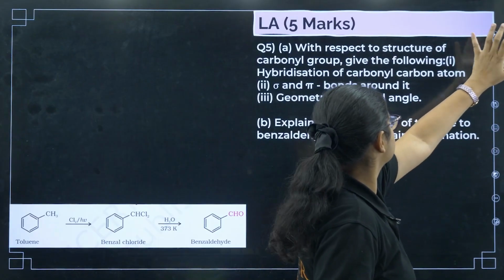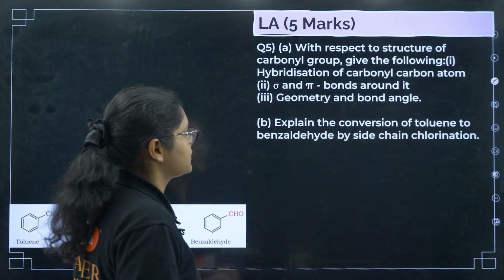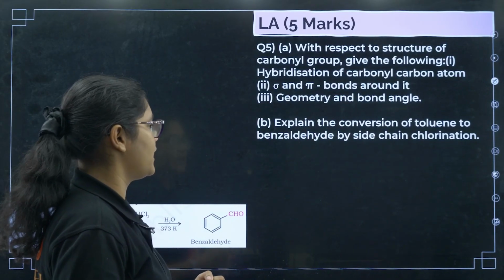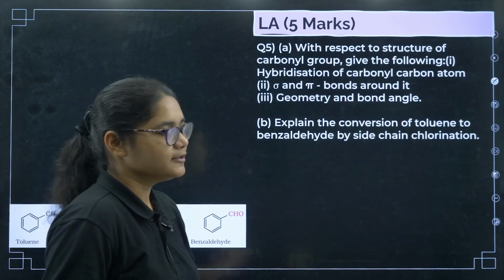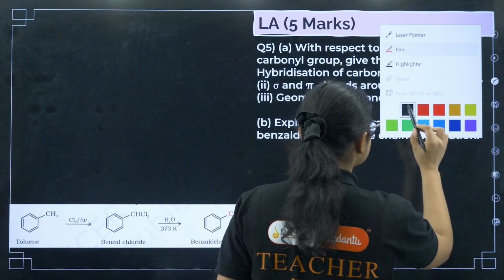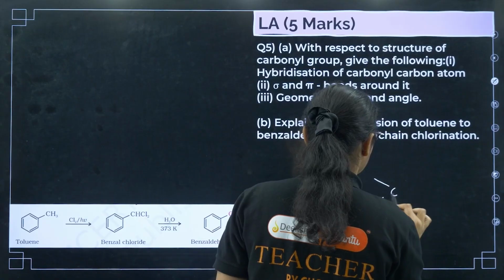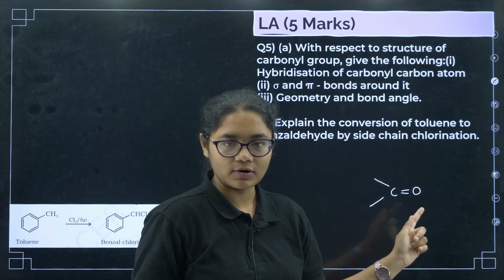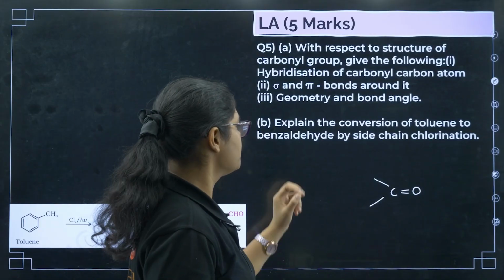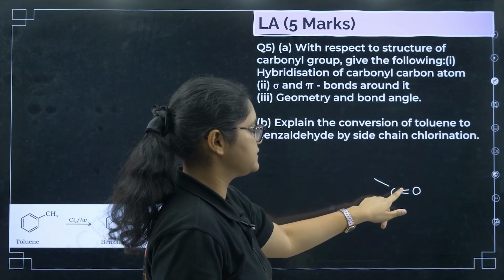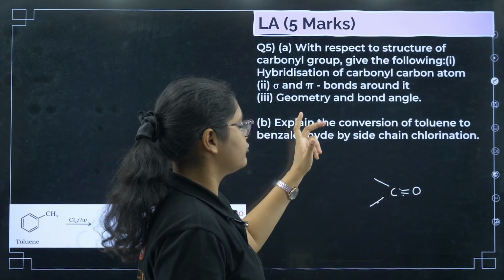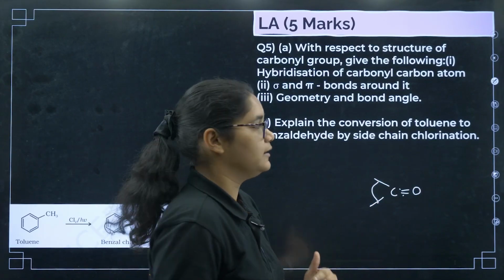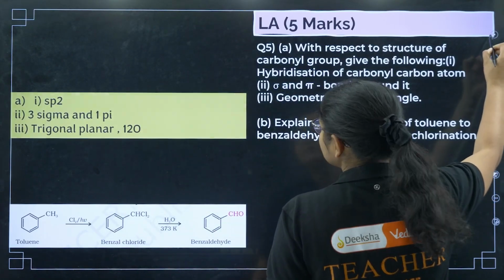Next, we'll move to question number 5. With respect to the structure of the carbonyl group, give the following information: hybridization, sigma and pi bonds, geometry and bond angle. If you see, C double bond O is like this. What will be the hybridization? We have 3 sigma bonds, so the hybridization is sp2. Sigma and pi bonds: we have 3 sigma bonds and 1 pi bond. Geometry is trigonal planar and the bond angle is 120 degrees.